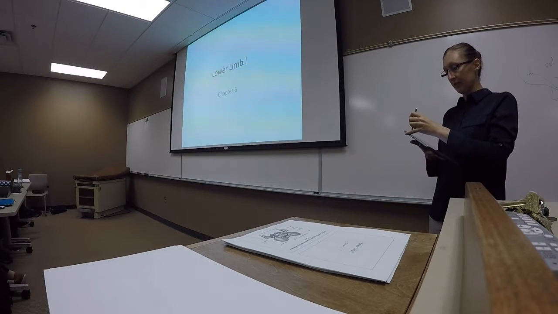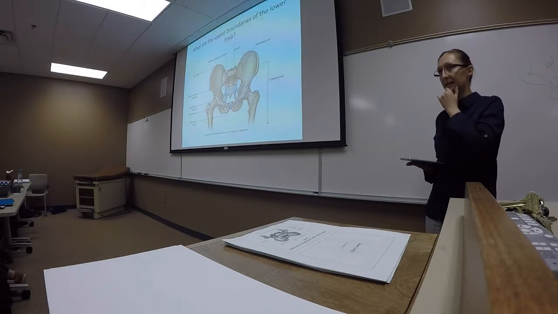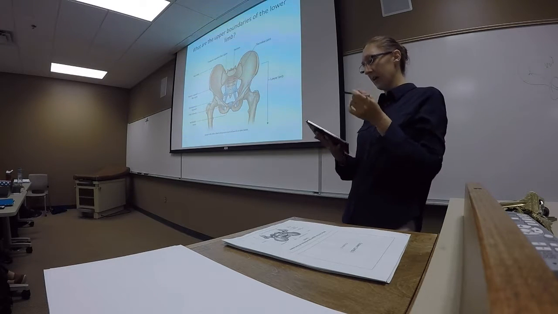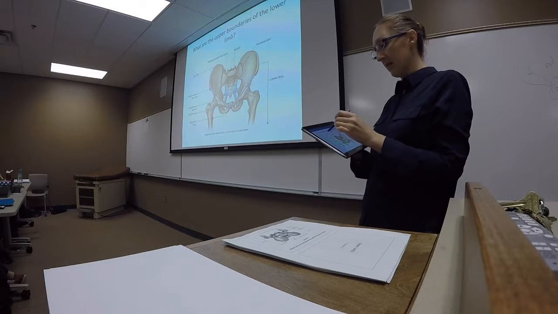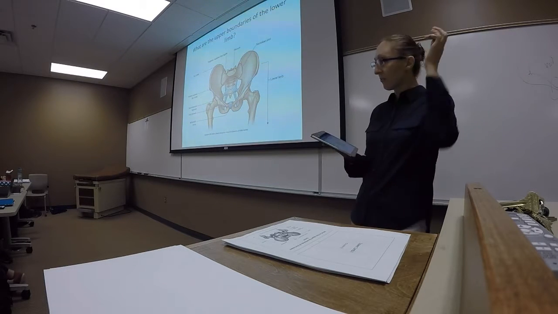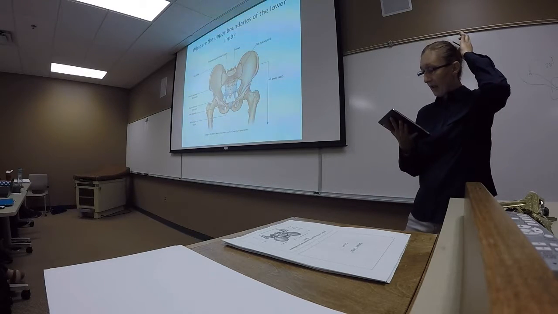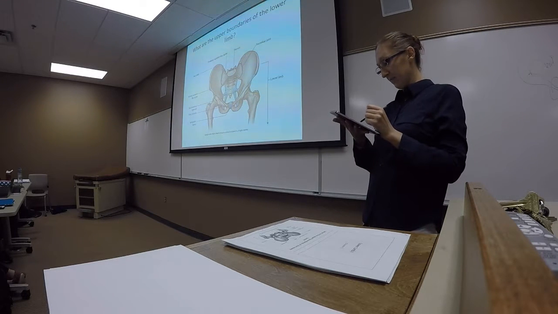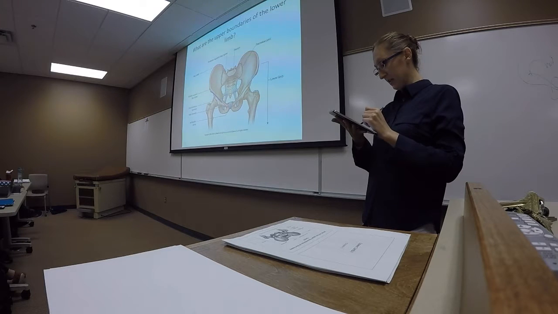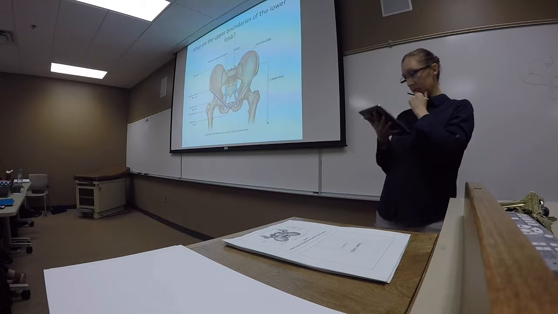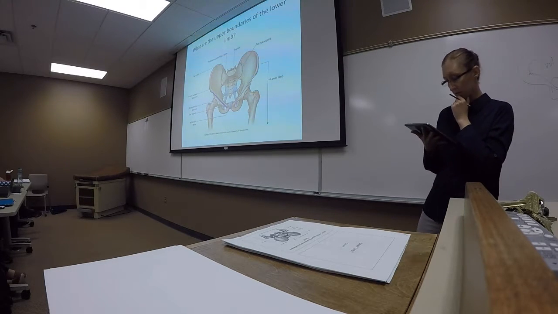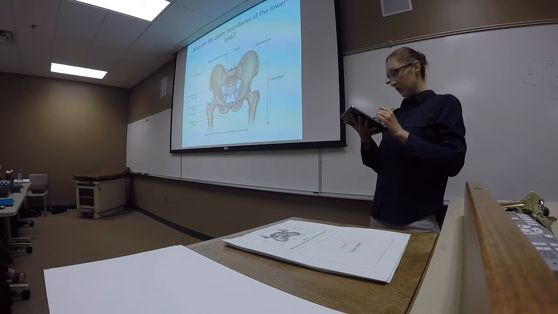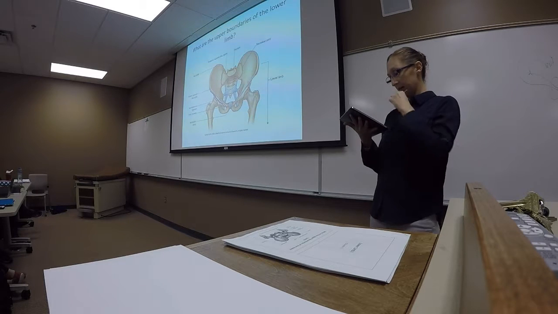Okay, so we're going to start off with just some defining terms and figuring out the limits of the lower limb. First of all, we're going to start out with the upper boundaries, and we've been talking about the inguinal ligament here. That is the anterior border, one of the anterior borders of the lower limb. Very important definition between the pelvic cavity and the lower limb.